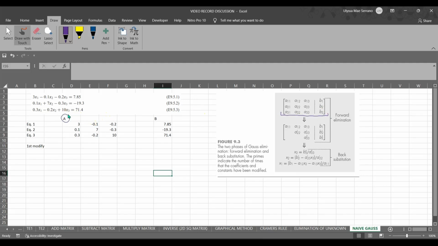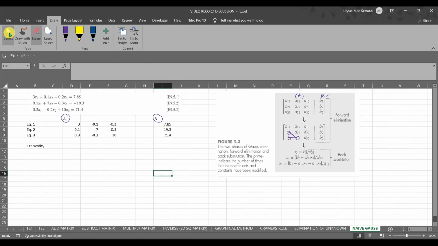So, we have the A and B values. So, the coefficient matrix A and the values of B: B sub 1, B sub 2, and B sub 3. And forward elimination, the main purpose of forward elimination is to make the values at the lower triangle 0.